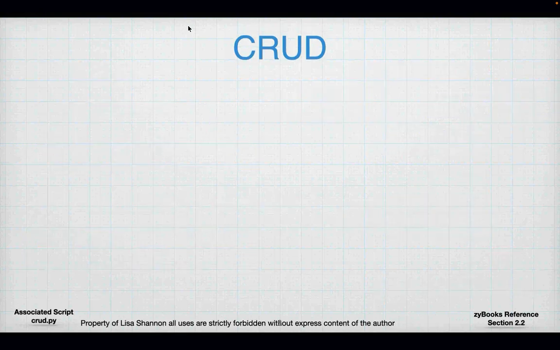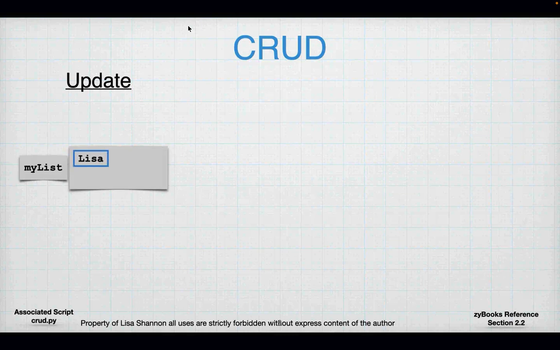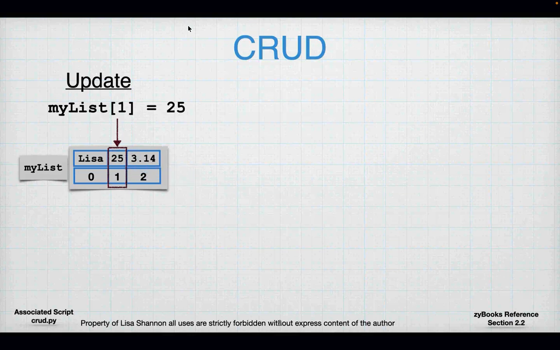Sorry, this is just another example of it reading. Update means I'm going to modify it somehow. Now for a list, not a string, but a list can be changed. So I can remove elements from it, I can add to it, and in this case, I can change an actual element. It was 42, and now I've made it 25.